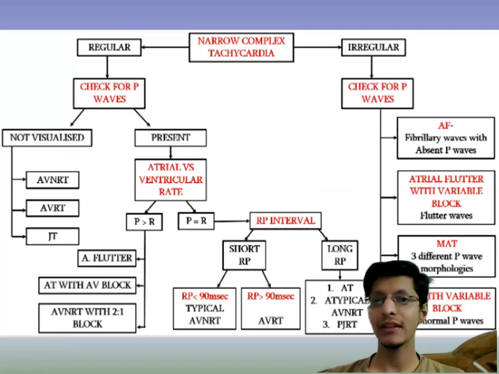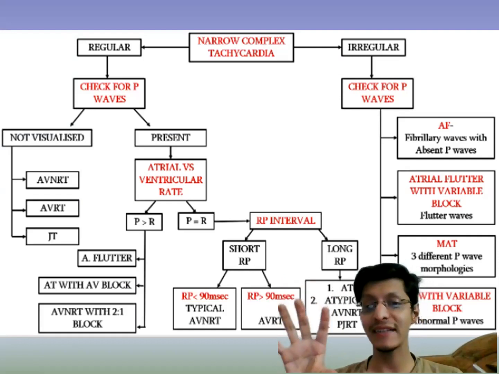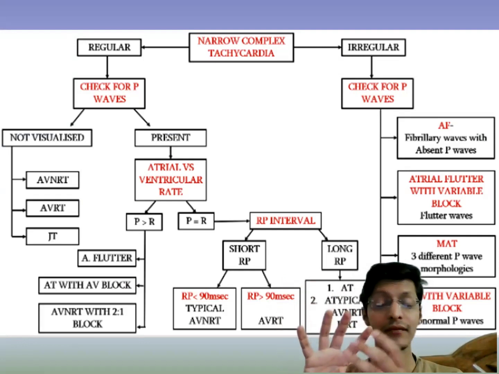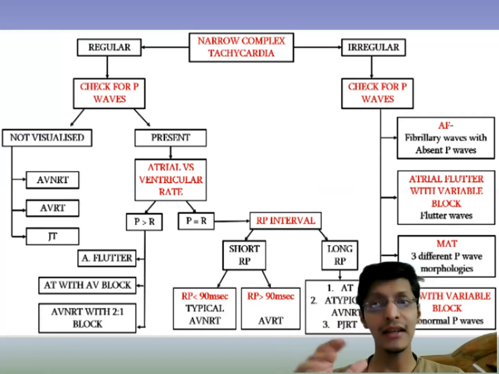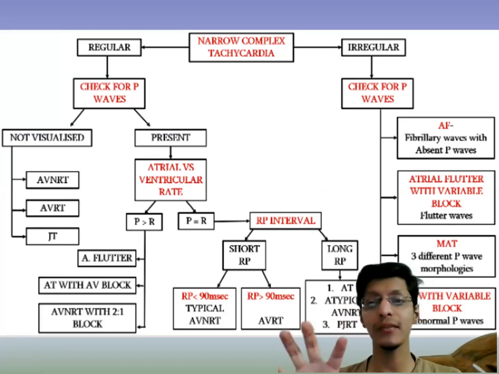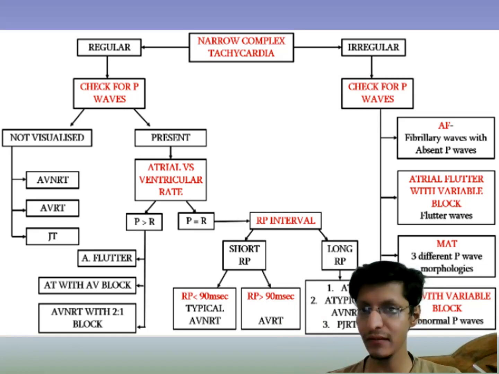So what is the approach to narrow complex tachycardia? We have said that we check whether it is regular or irregular. If it is regular, what will you do? If it is irregular, look for the P waves. If the P waves are absent, it is straightforwardly a case of atrial fibrillation. If there are flutter waves, it is atrial flutter with variable AV block. If there are three different P wave morphologies, it is multifocal atrial tachycardia.